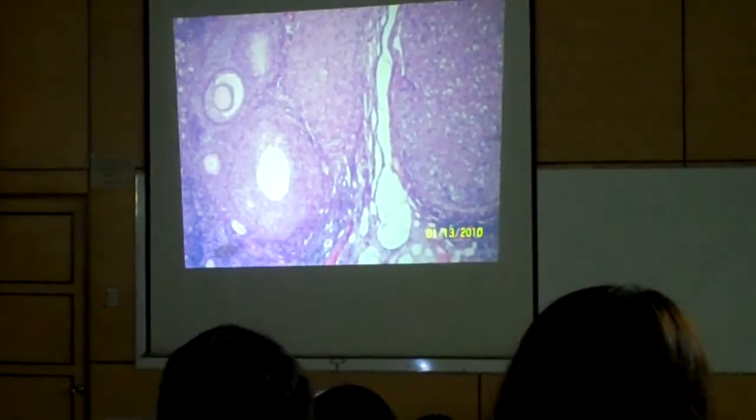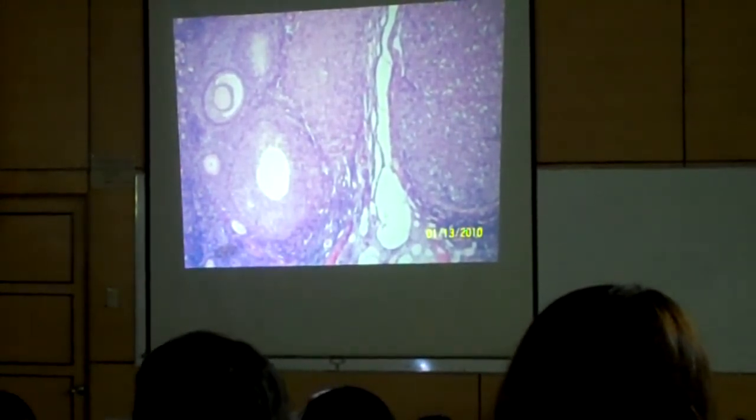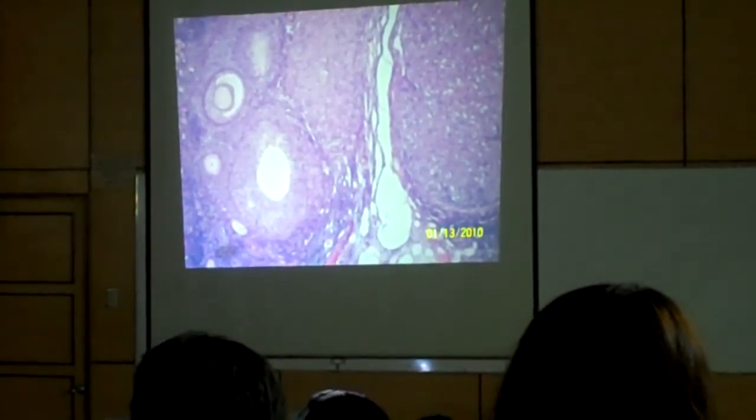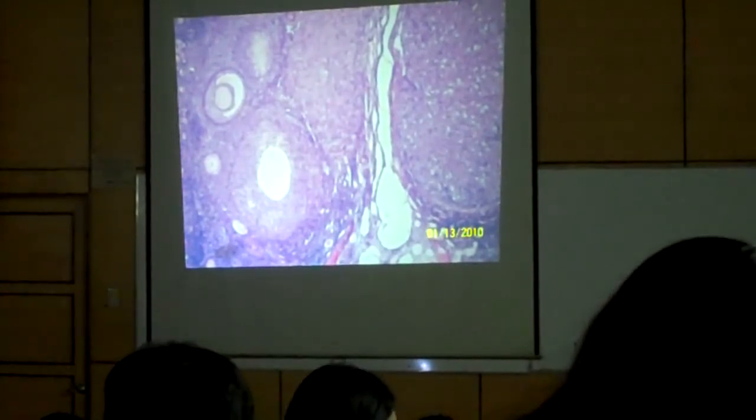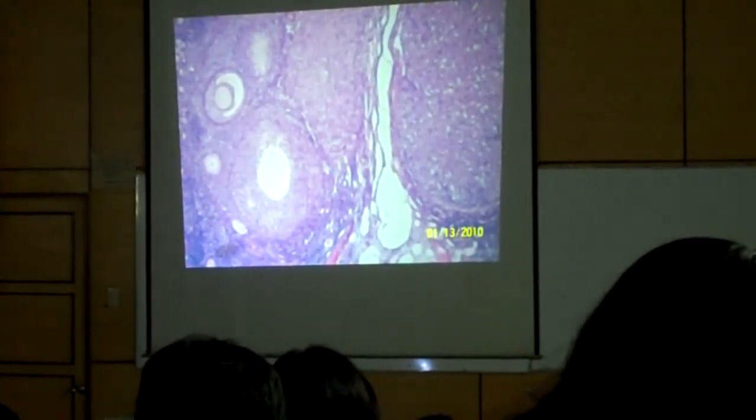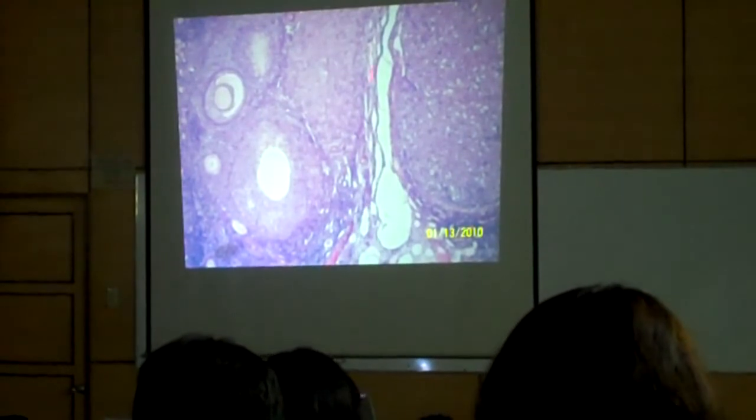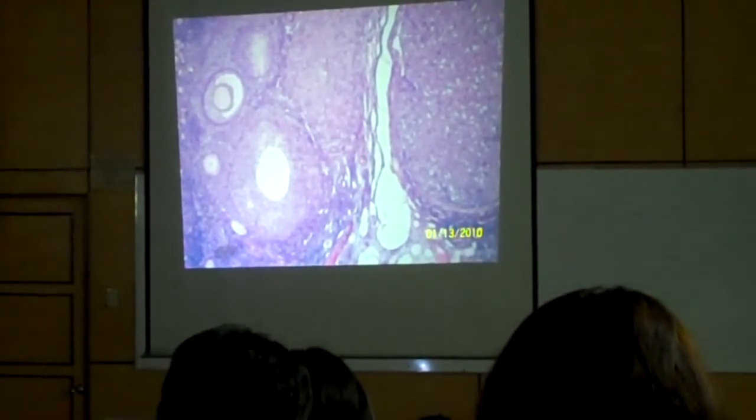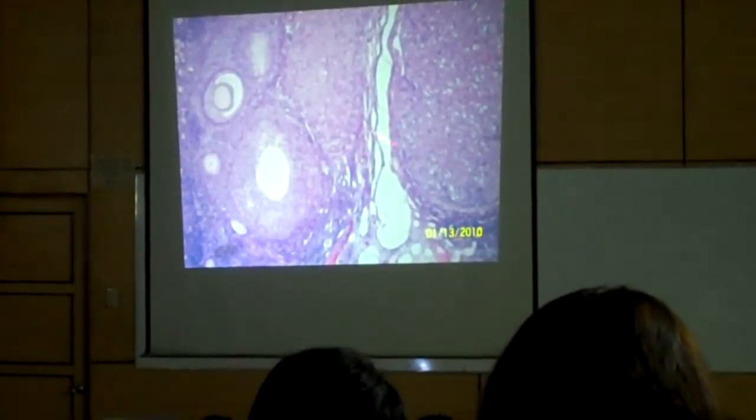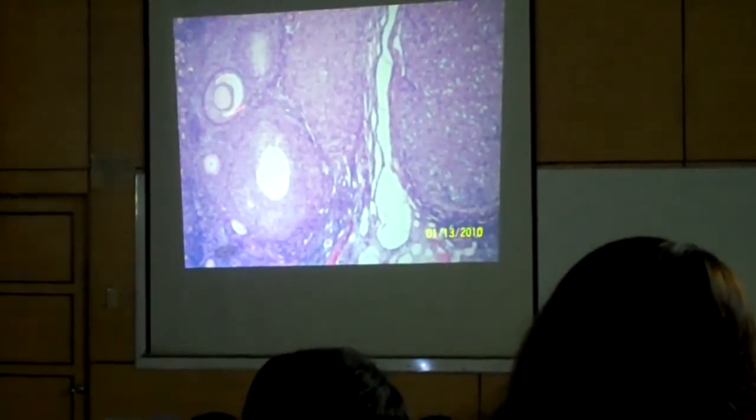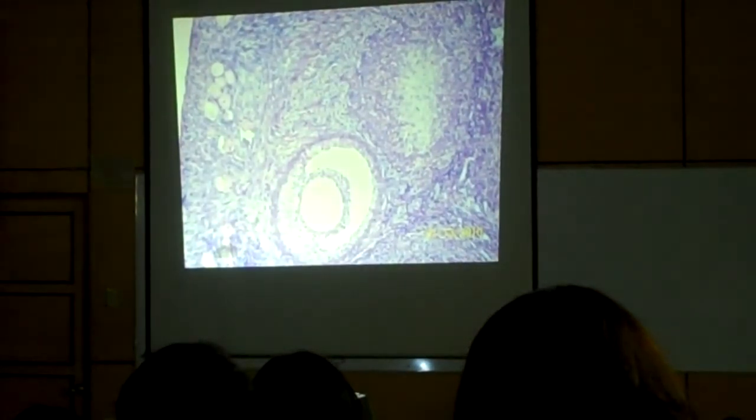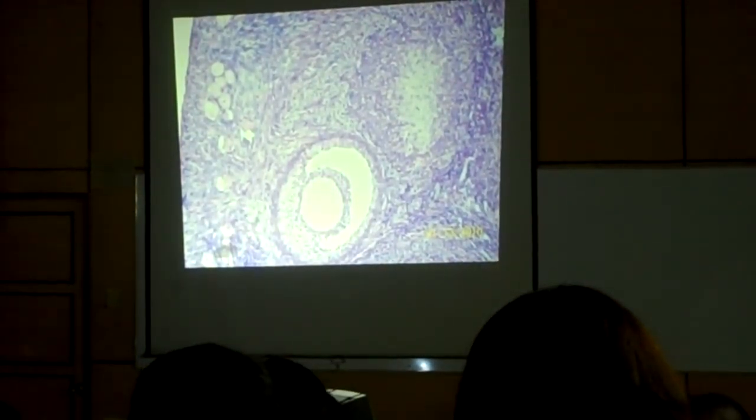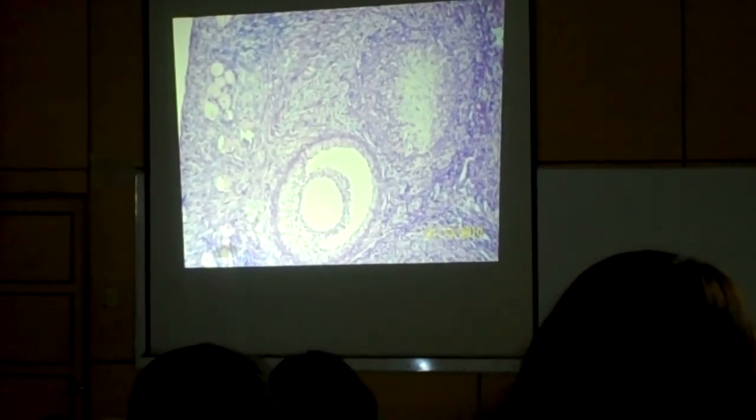And identify the whole organ. Ovary. Okay, that's the ovary. This is a corpus luteum. This is a follicle, ovarian follicle. And you see the ovarian follicles on the cortex. Okay, cortical layer of the ovary.